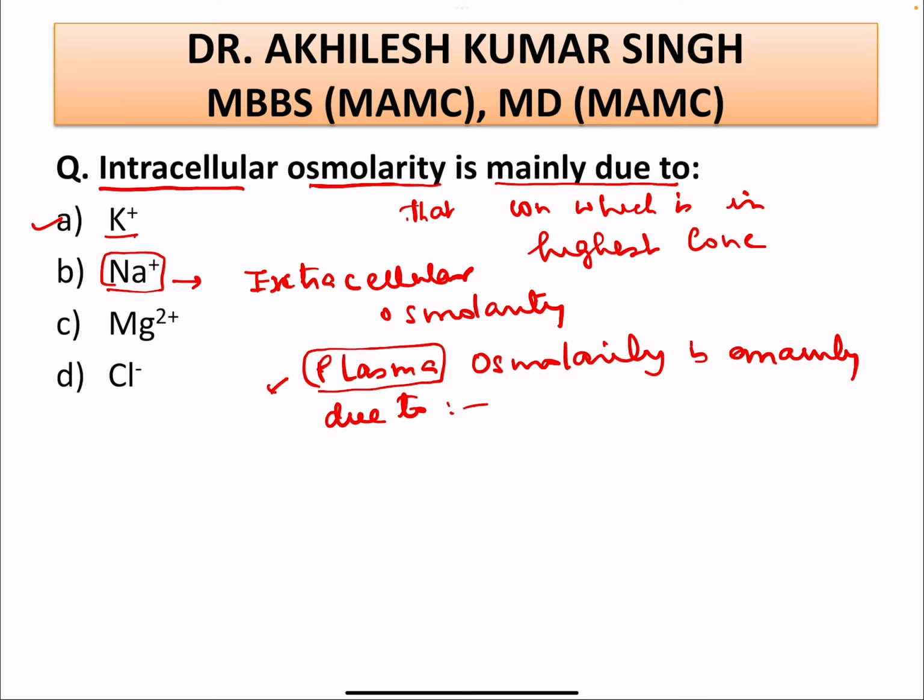So plasma is part of which one? Plasma is part of the ECF. So this plasma osmolarity is mainly due to which ion? It will be due to the sodium ion, because sodium is the main ion of the ECF or the plasma. So if the question is about plasma osmolarity, the answer will be sodium. Here in this question it was asked about intracellular osmolarity, so we will go for potassium.